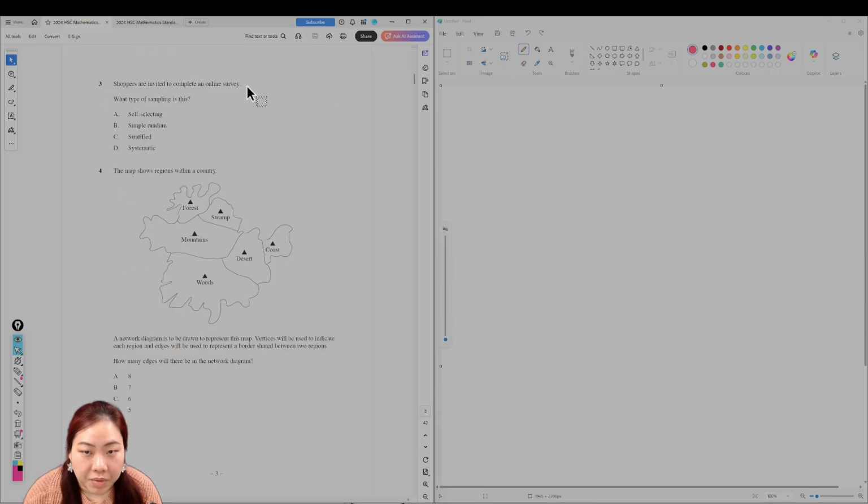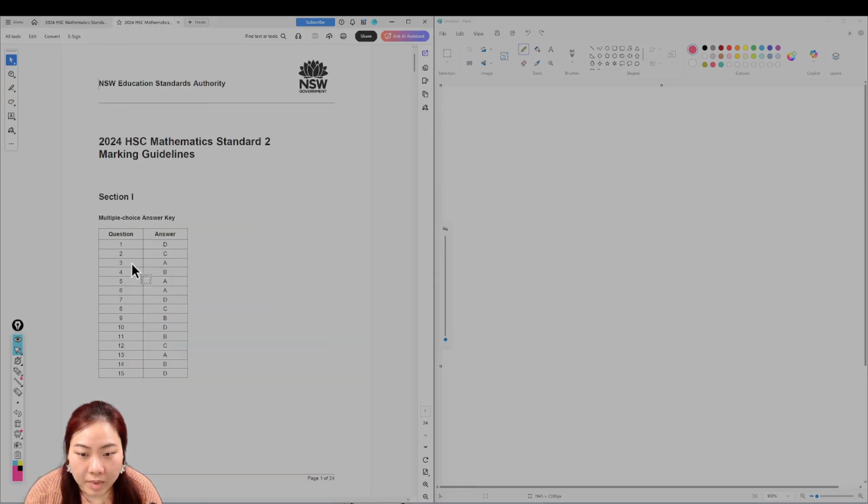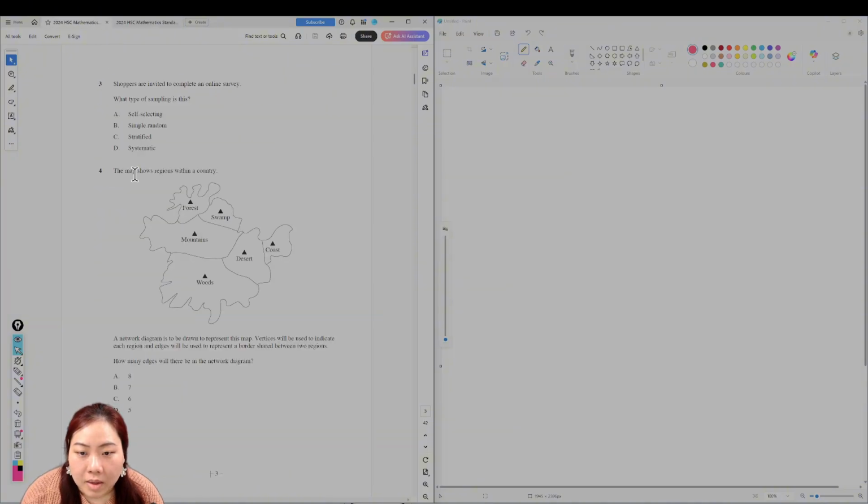2C. Number 3. Shoppers are invited to complete an online survey. What type of sampling is this? Self-selecting? Yes. Simple random? No, it's not random. Stratified? No. Systematic? No. So the only one it could be is self-selecting because the shoppers are only invited to and they themselves have to choose to do the survey. So it is self-selecting. 3A. 3A, good.